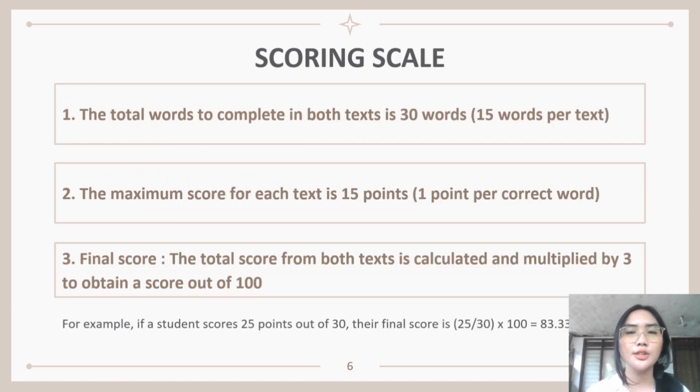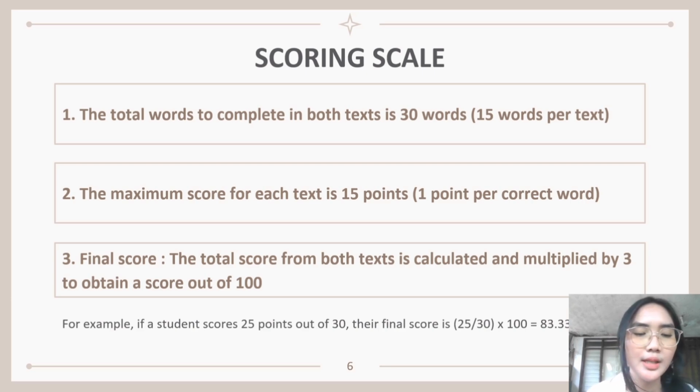This is about scoring scale. Number one is the total words to complete in both text is 30 words, 15 words per text. And the second is the maximum score for each text is 15 points, 1 point per correct word. And the third is final score. The total score from both texts is calculated and multiplied by 3 to obtain a score out of 100.